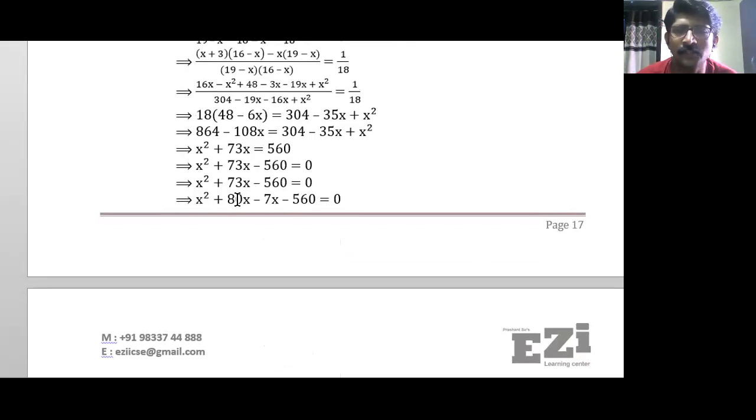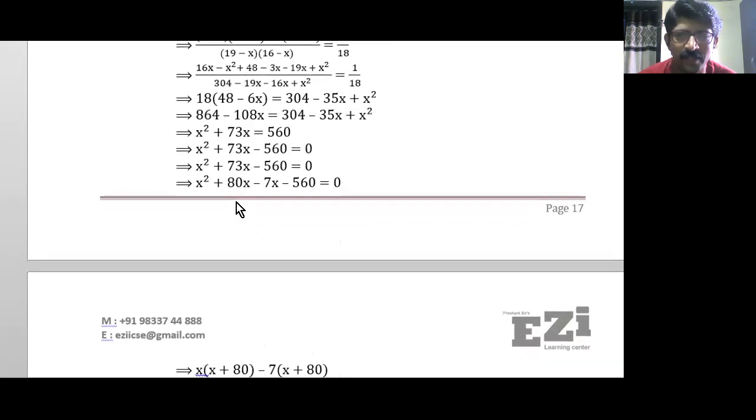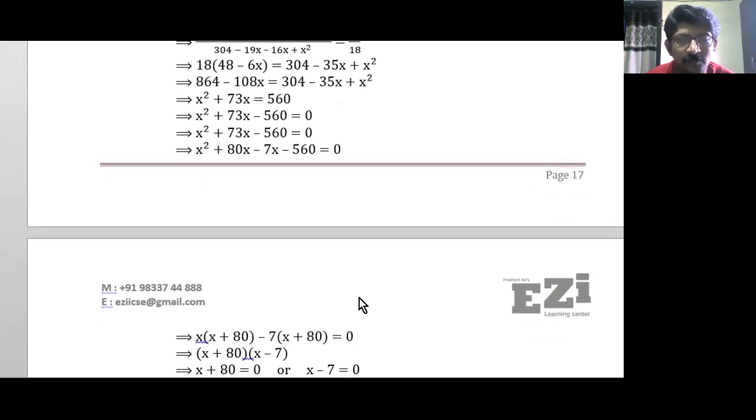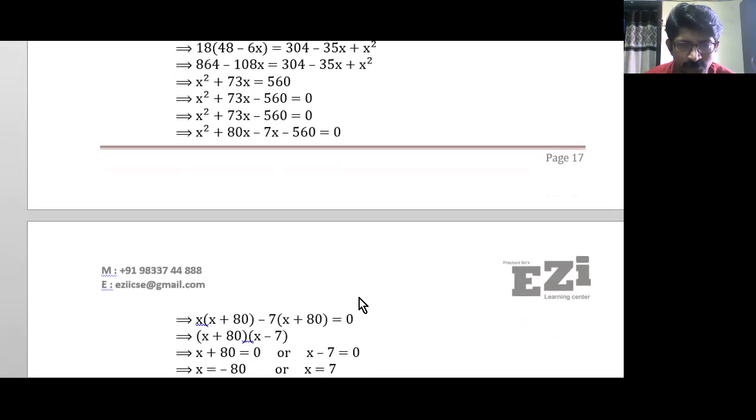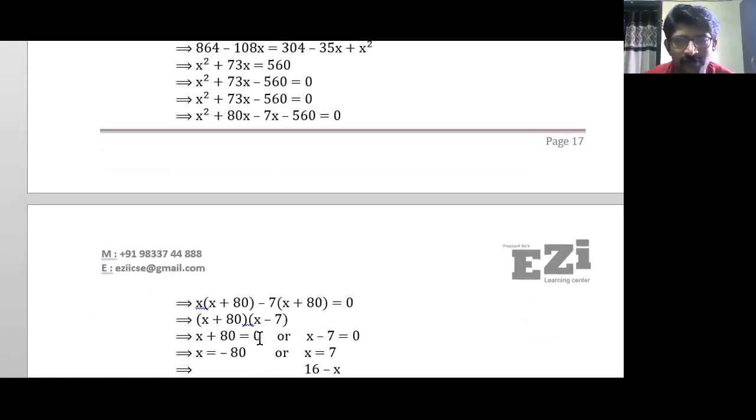Now take x common. It's very simple, guys. Take x common: x plus 80. Take minus 7 common: x plus 80, which equals 0. And now x minus 7 and x plus 80 is equal to 0. So either x plus 80 would be 0 or x minus 7 would be 0.